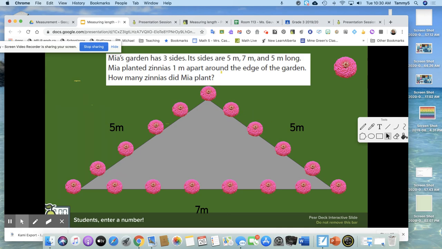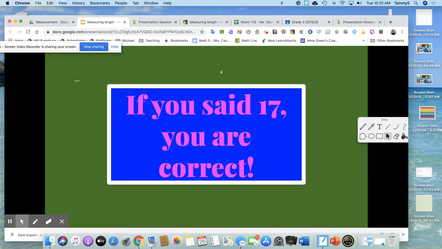Let's count up our flowers. I'd say start at the top so you don't lose track. So we've got 1, 2, 3, 4, 5, 6, 7, 8, 9, 10, 11, 12, 13, 14, 15, 16, 17 flowers that she planted. So if you said 17, you are correct.